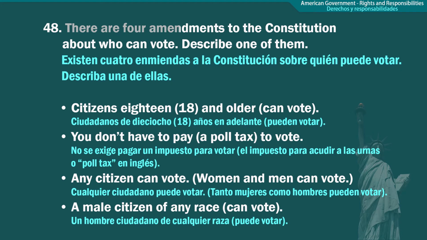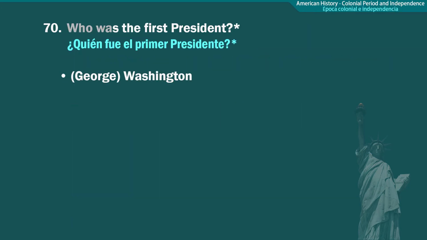There are 4 amendments to the Constitution about who can vote. Describe one of them. Citizens 18 and older can vote. You don't have to pay a poll tax to vote. Any citizen can vote. Women and men can vote. A male citizen of any race can vote. Who was the first president? George Washington.